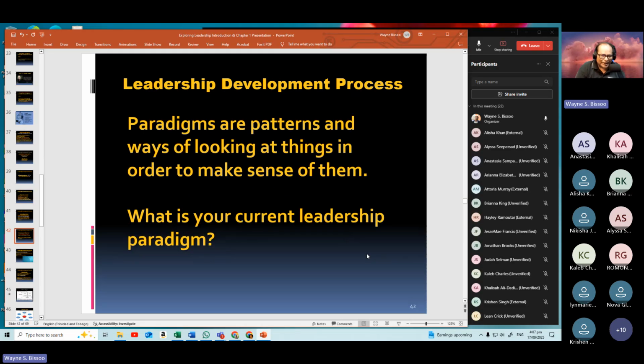So we talked about paradigms before. So we talked about the paradigm of hard work. So paradigms are really patterns of looking at things in order to make sense of them. So current paradigms in leadership. So we're going to kind of race through this a little bit.